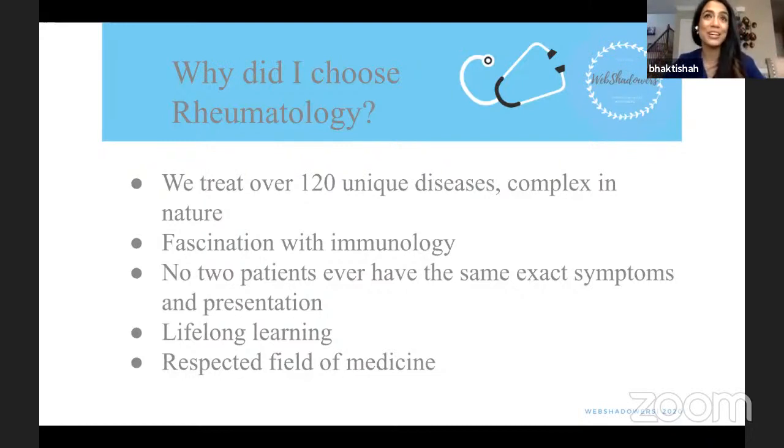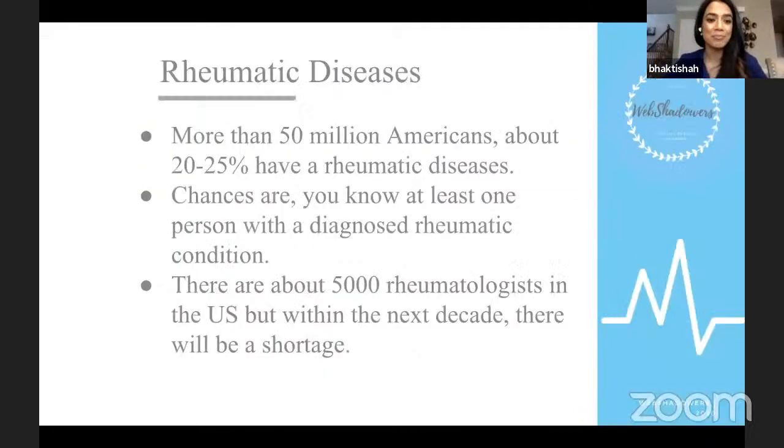The community, you will learn over time, the longer you stay in the field, how you will quickly get to know a lot of your colleagues across the country. And in terms of rheumatic diseases, these aren't very rare. 50 million Americans, that's about a quarter of the population, have an underlying rheumatic disease. And chances are you know someone that at least has one diagnosed rheumatic condition. Right now in the US, there are only about 5,000 rheumatologists, but it's expected that within the next decade, there will be a shortage because the rheumatologists that have been practicing for a while are retiring. And as our population is aging, and as we are able to have better resources to diagnose autoimmune conditions, there will be a need for rheumatologists.